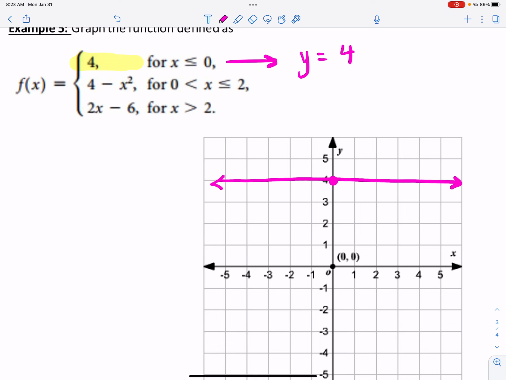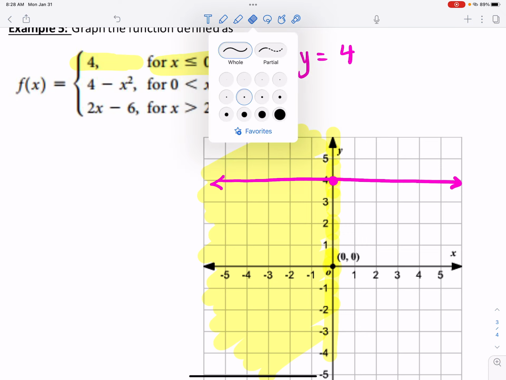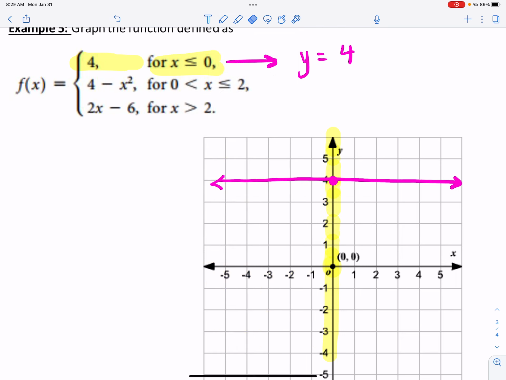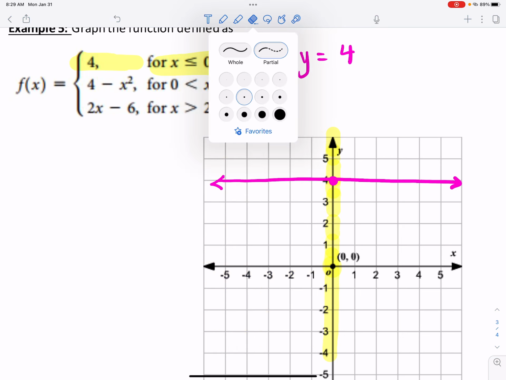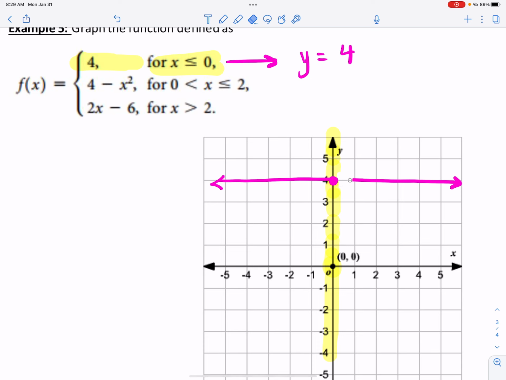But I'm only going to graph it when x is less than or equal to 0. So let me go to the x value 0, and I'm only interested in this pink graph when x is less than or equal to 0. So pretty much anything before it, that's what I'm interested in. Everything after 0, I'm not interested in. So I'm going to erase all of that part from the graph. There we go. I'm only interested in stuff that's less than or equal to 0.